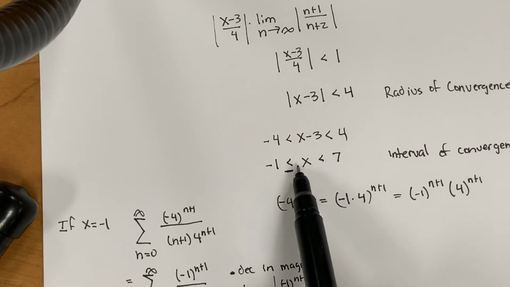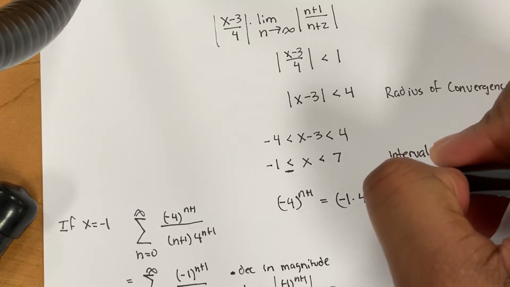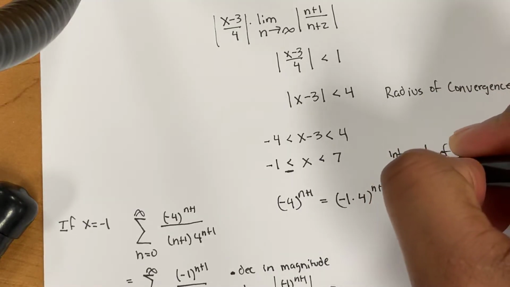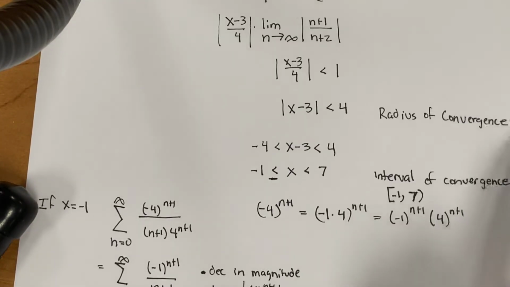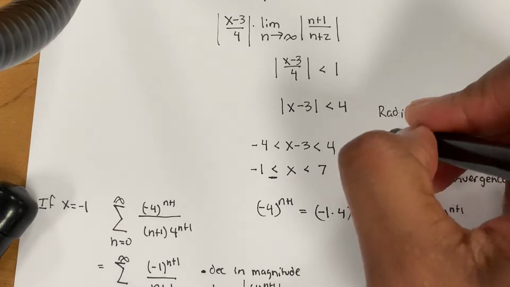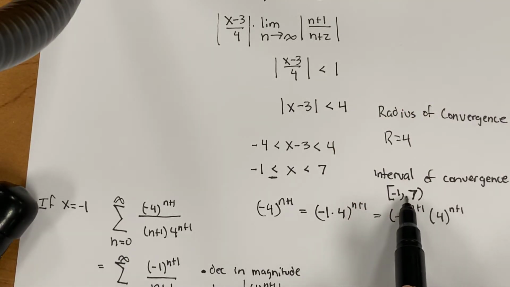So in this case, our interval of convergence is -1 to 7. We could write that as -1 to 7, like so. So our radius of convergence is r equals 4, and our interval of convergence is -1 to 7.